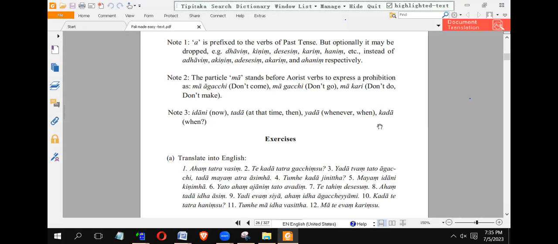May I ask a question? Yes. In note 2, the particle ma normally stands for prohibition, which is at the present moment. If you say ma agachi, don't come, what kind of form is it related to? Is it the present moment or the past? The Pāļi is either imperative or the Aorist, but in English it's just present moment.